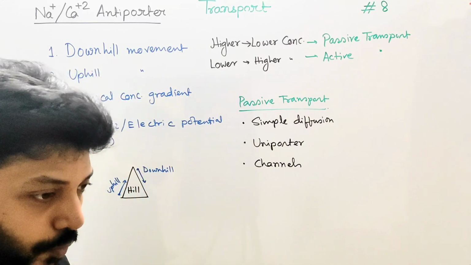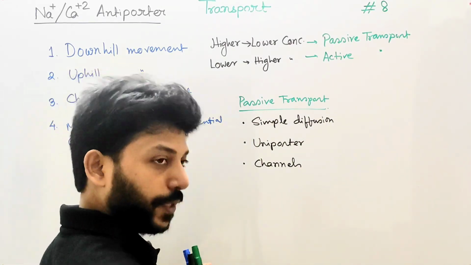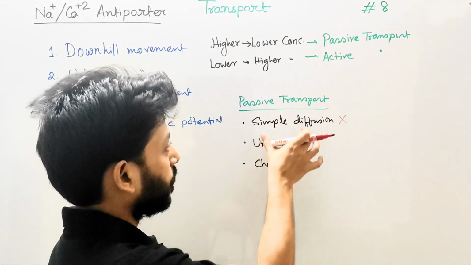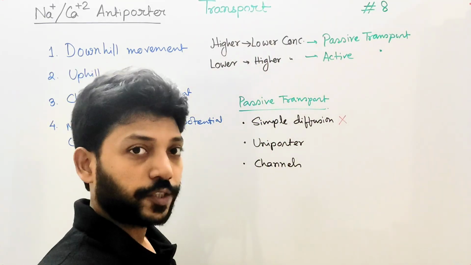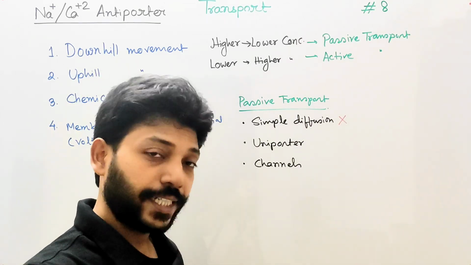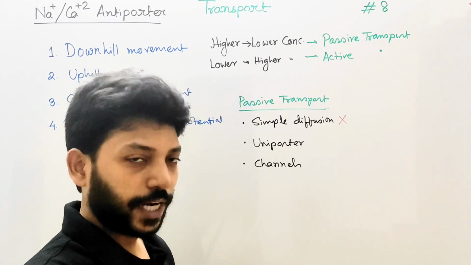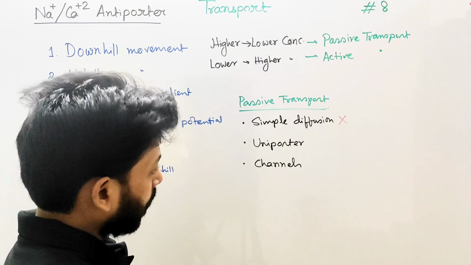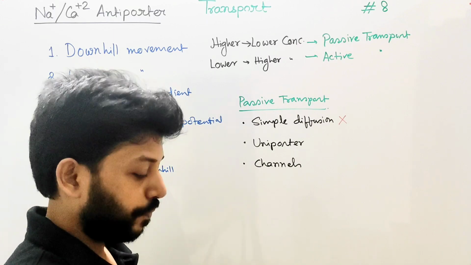So there are 3 occasions when molecules move from higher to lower concentration, but here we have to understand that during simple diffusion, no transport protein is required. That's why we exclude this mechanism from passive transport. In simple diffusion, molecules move from higher to lower concentration, but it does not require any transporter proteins. The molecules directly cross the plasma membrane without the help of any transporter proteins. But in case of uniporters and channels, these are transporter proteins that help.